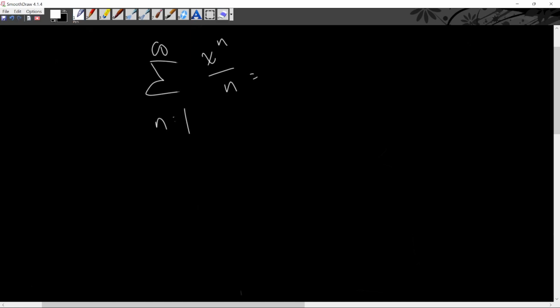N is equal to 1. So now let's plug in 1. Of course, we're going to have x to the 1, which is x, over 1 is x, and then plus x squared over 2, plus x cubed over 3, plus x to the 4th over 4, and then on and on, right?